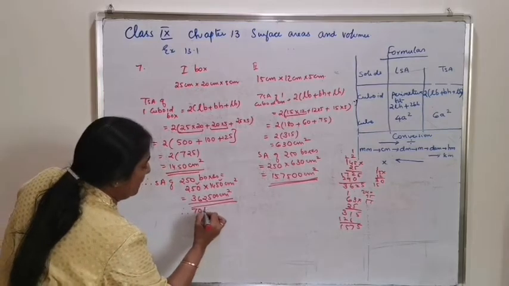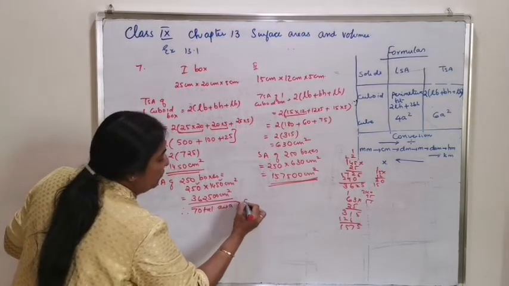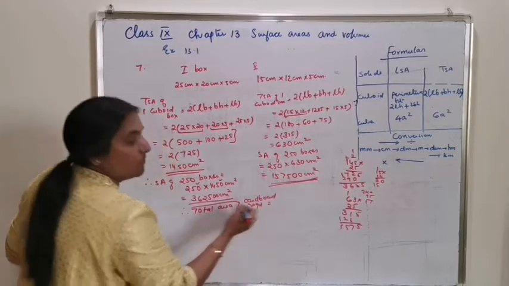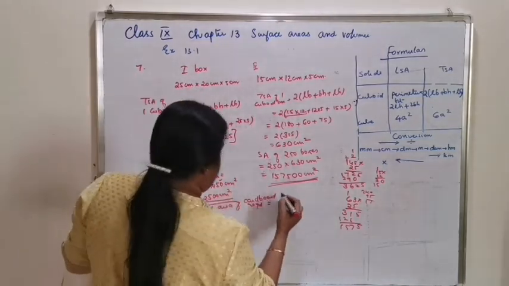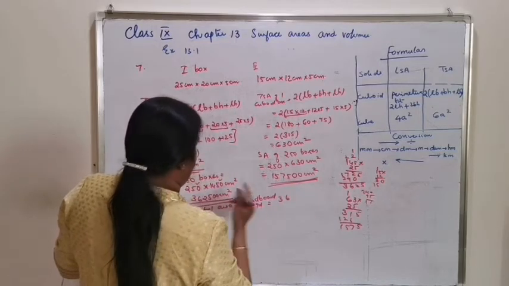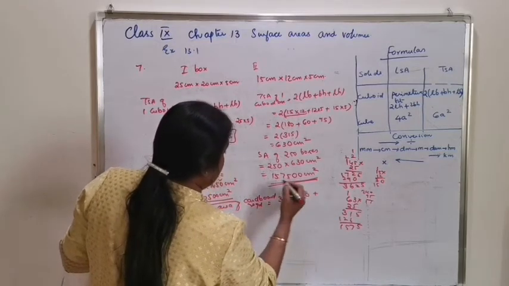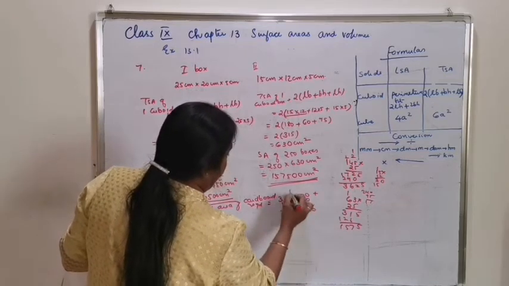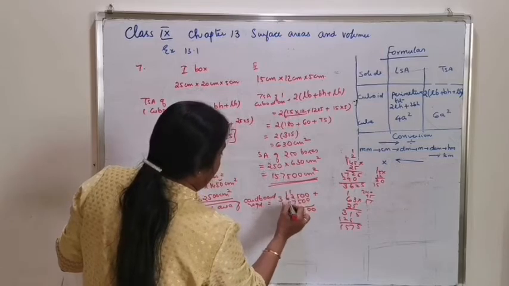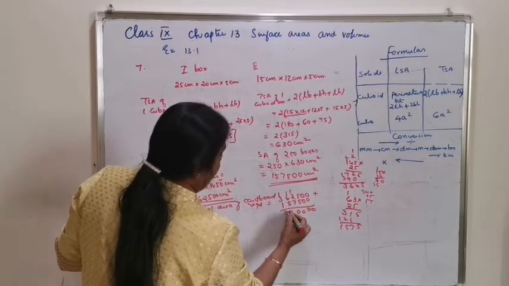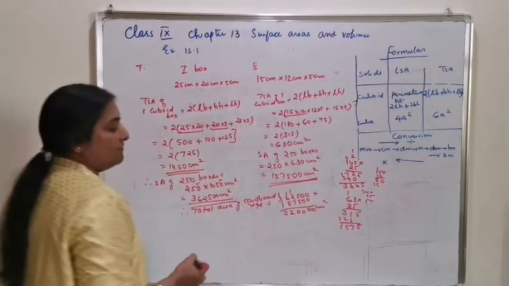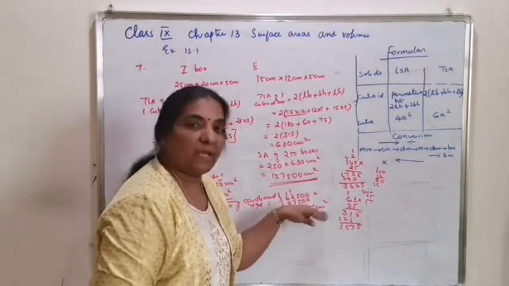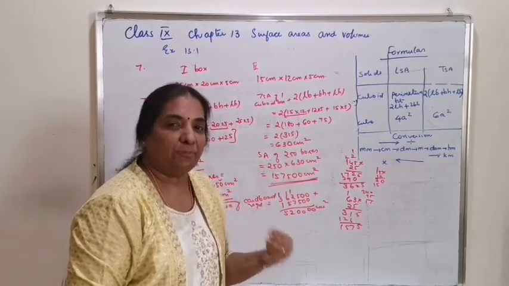Therefore, the total area of cardboard required is equal to 3,62,500 plus 1,57,500. That means 5,20,000 centimeter square of cardboard is required for making 250 boxes of each kind.